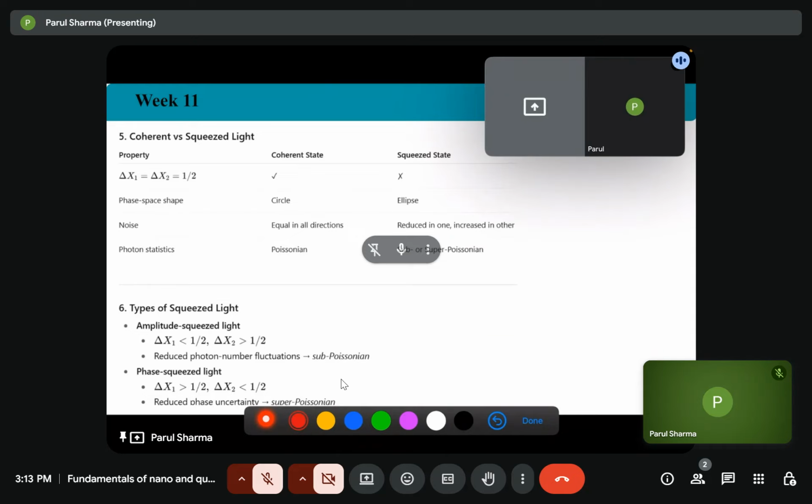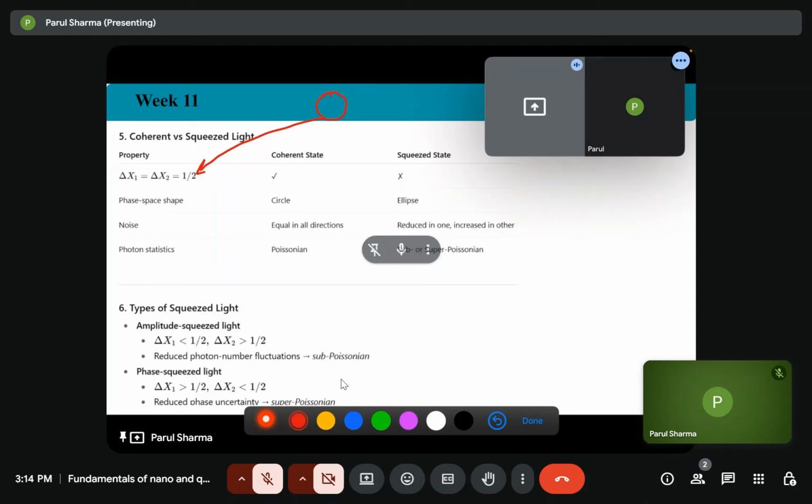So here is a table where we showed the coherent versus squeezed light. For the coherent state, the property is delta x1 equals delta x2 equals half, representing the circle. When the uncertainty delta x1 equals delta x2 equals half, it is a coherent state, not a squeezed state.